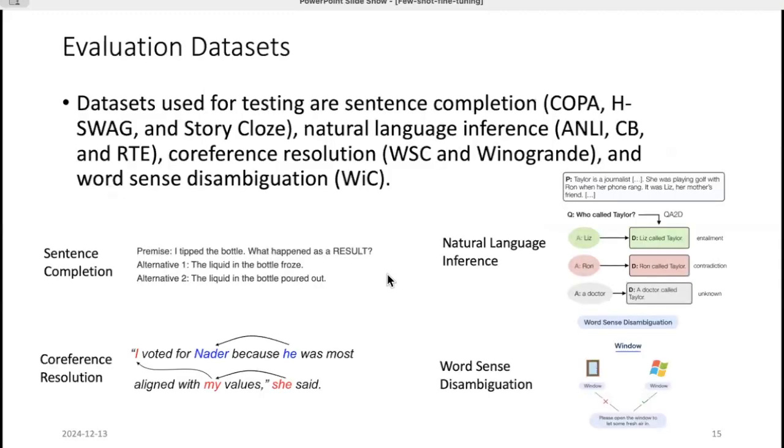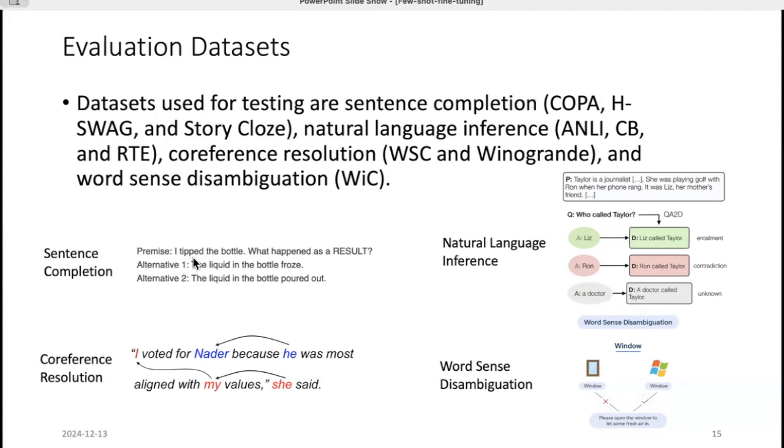On the evaluation datasets, I think there are mainly two categories of datasets. One category is based on natural language understanding, for example sentence completion. All these datasets are about sentence completion, and of course, sentence completion is formulated into a multi-choice problem.